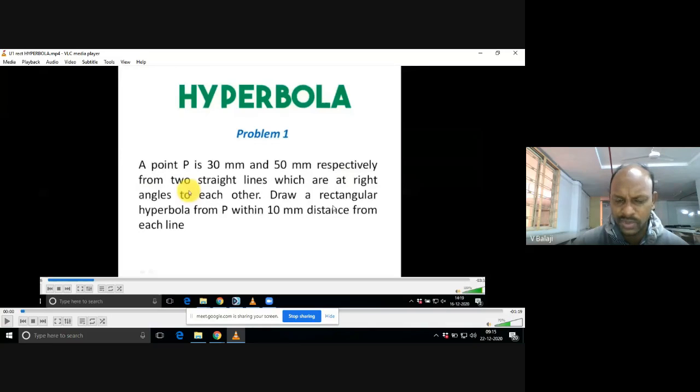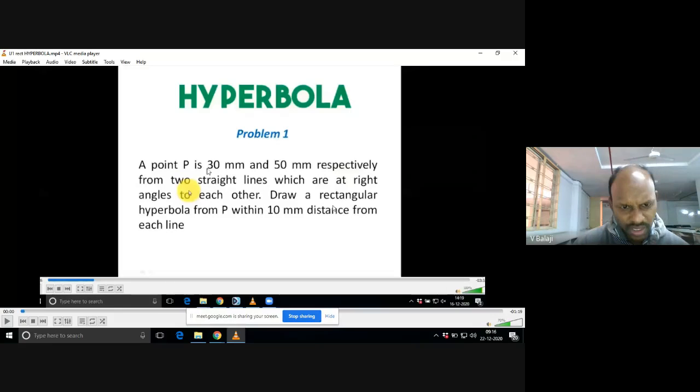Previously we have discussed hyperbola, right? Whenever the directrix is given, the axis is given, and the focus point is given, we have located the vertex. Thereafter, we have generated so many other points. Here, unlike that, he has given one point on the hyperbola, one point P, at a distance of 50 mm and 30 mm from the two straight lines, as we have discussed.